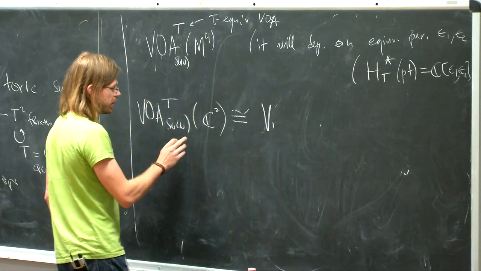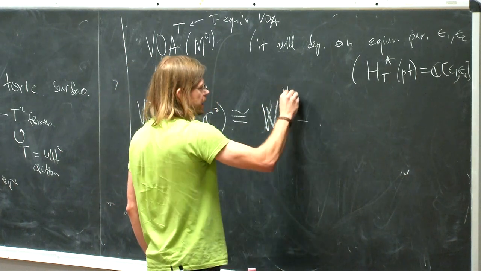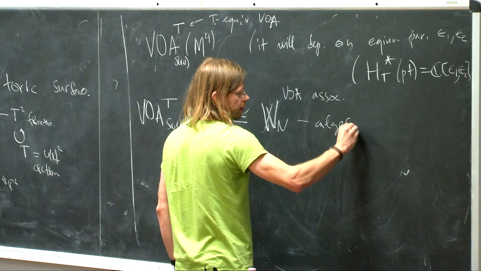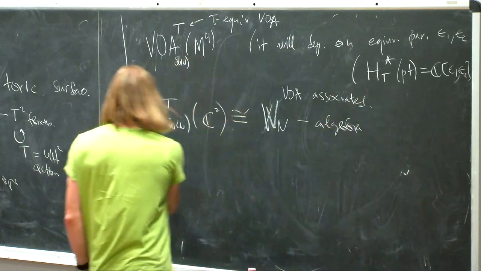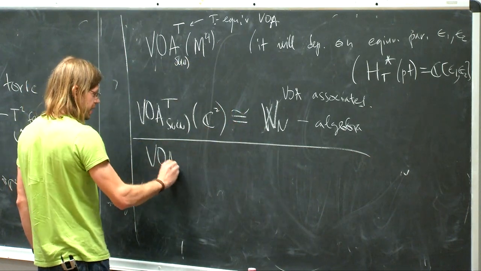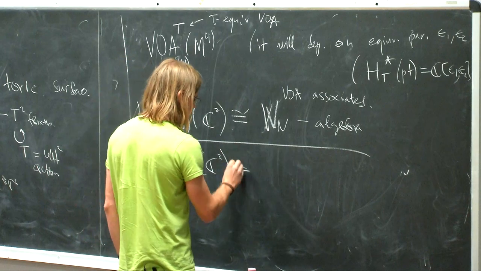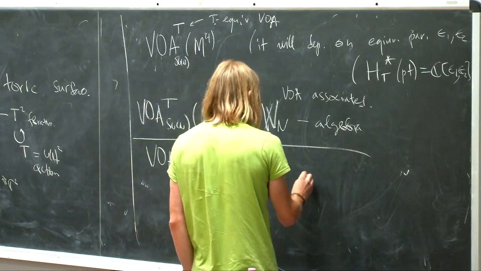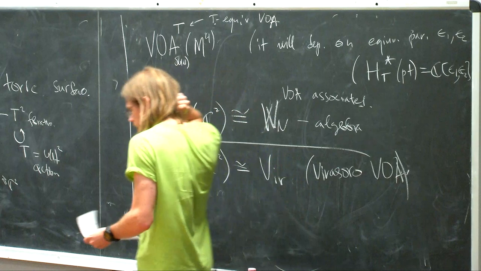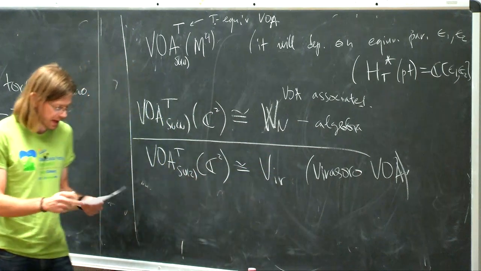Let me first say something in general. This is what is called in general the VOA associated to the WN algebra. In order not to go into details of what the W algebras are, let me consider the case SU2. And this is what is called the Virasoro VOA. In a sense, it is a minimal VOA, a minimal vertex operator algebra which satisfies the axioms.